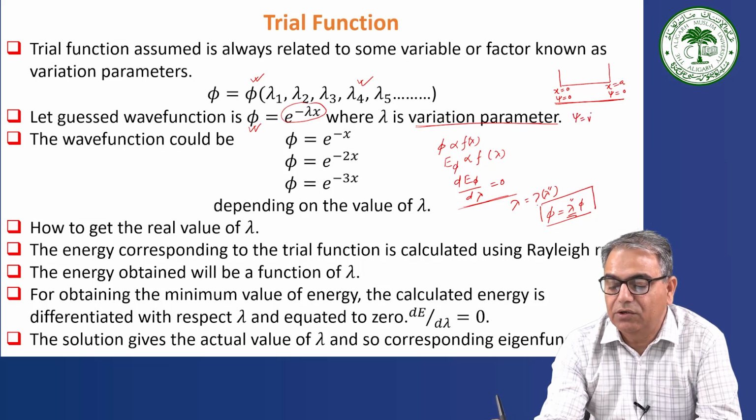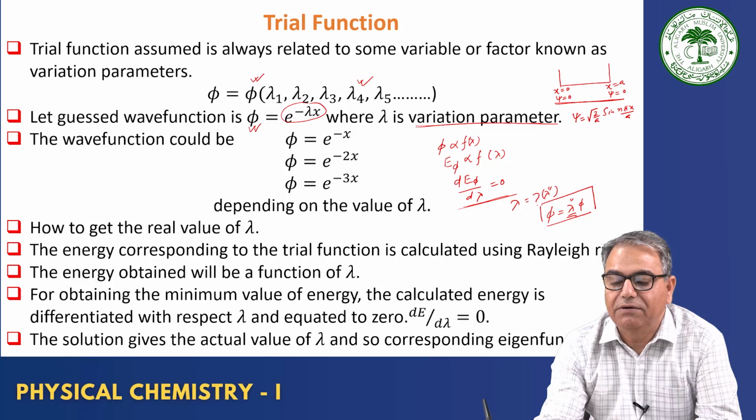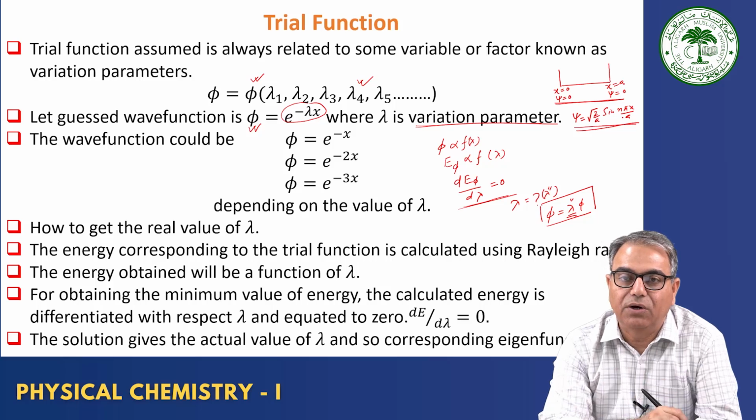The actual normalized wave function is psi equal to root 2 by a sine n pi x upon a. If I write x equal to 0, then sine 0 will be 0 and the function will be 0. And if I write x equal to a, then the a and a will cancel, and you have sine n pi, that will be 0, so the function will be 0. So the actual wave functions which you get from the particle in a one-dimensional box satisfy the boundary condition.